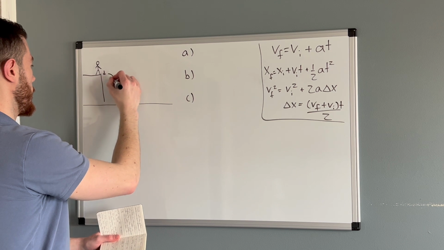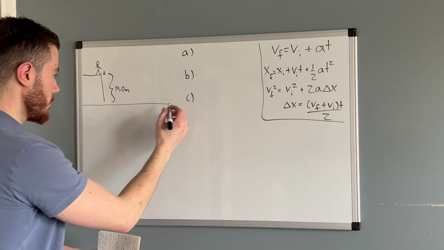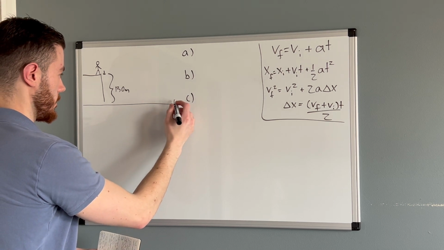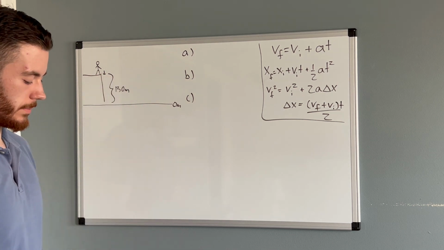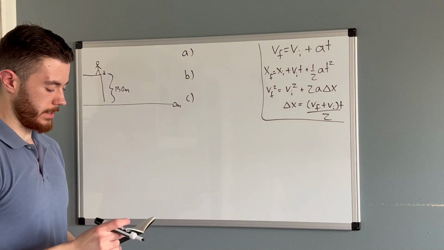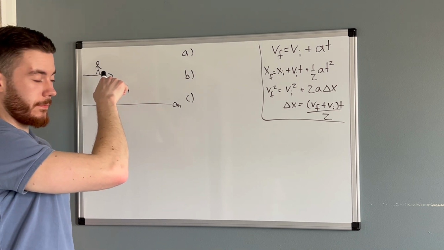So the problem setup is that there's a construction worker on top of a 130 meter tall building. So the ground is 0 meters and the top is 130 meters. And he is going to accidentally drop his hammer from the top of the building.